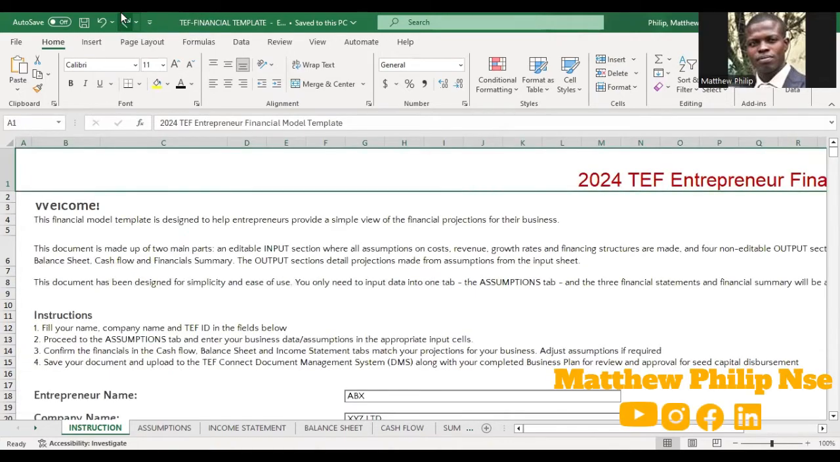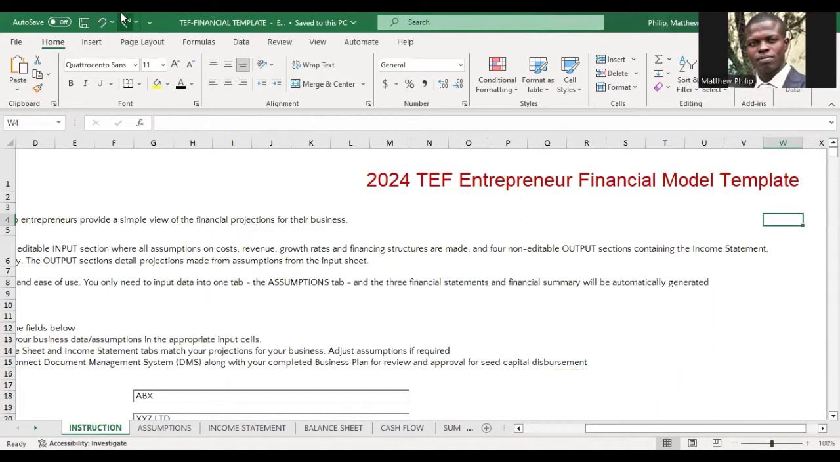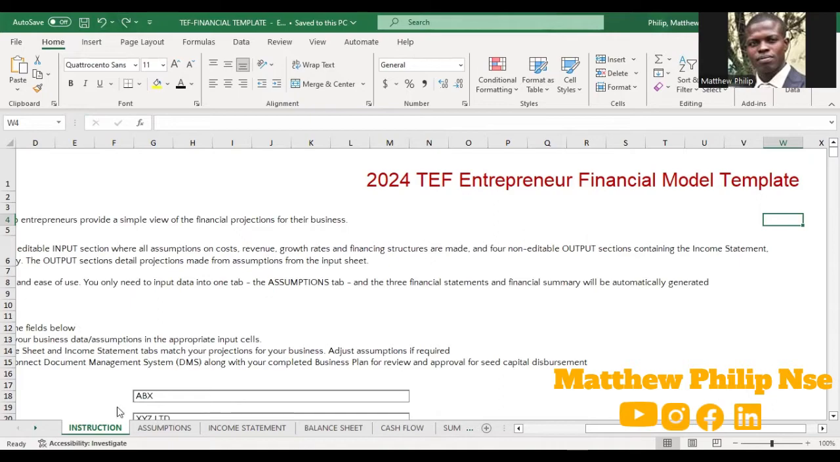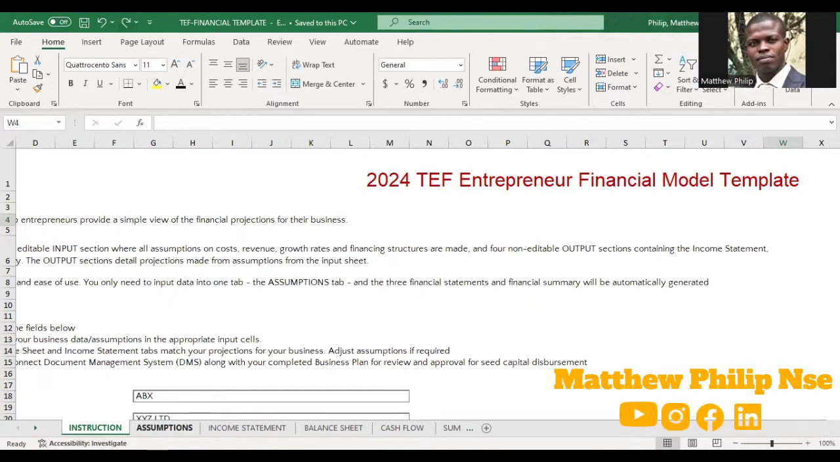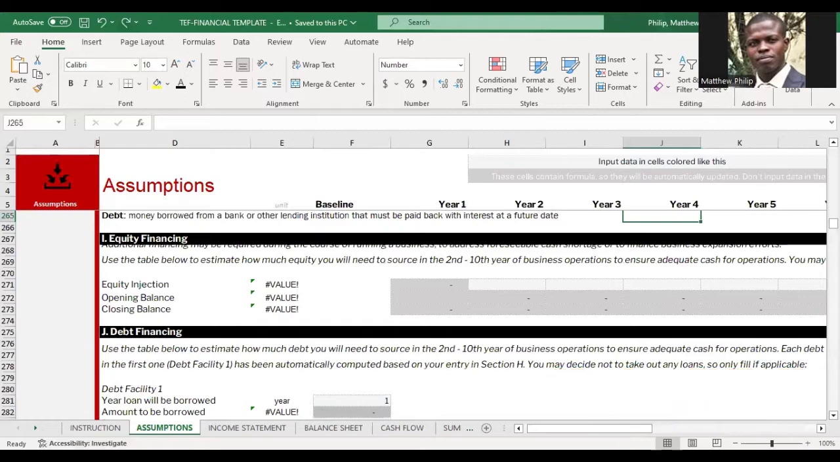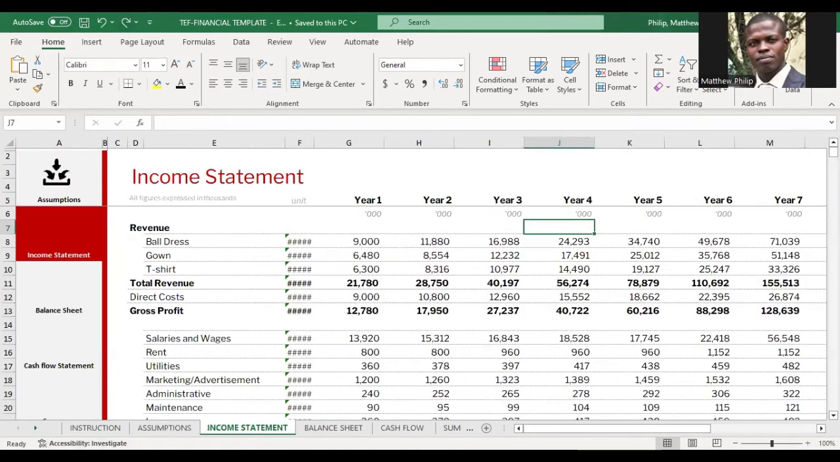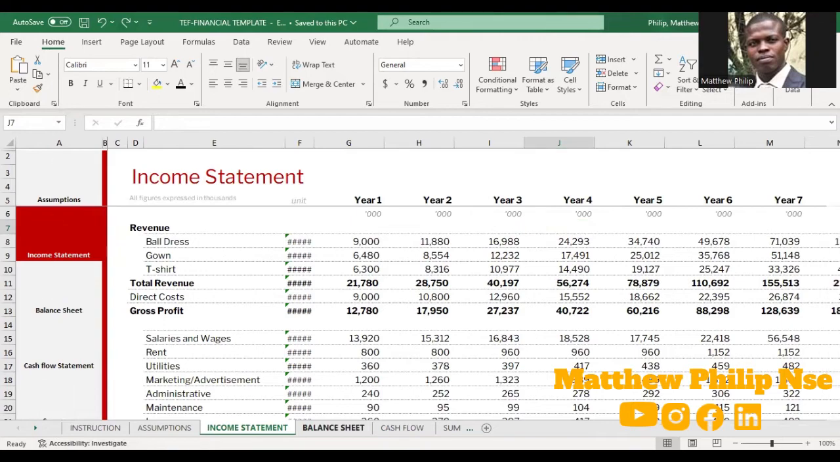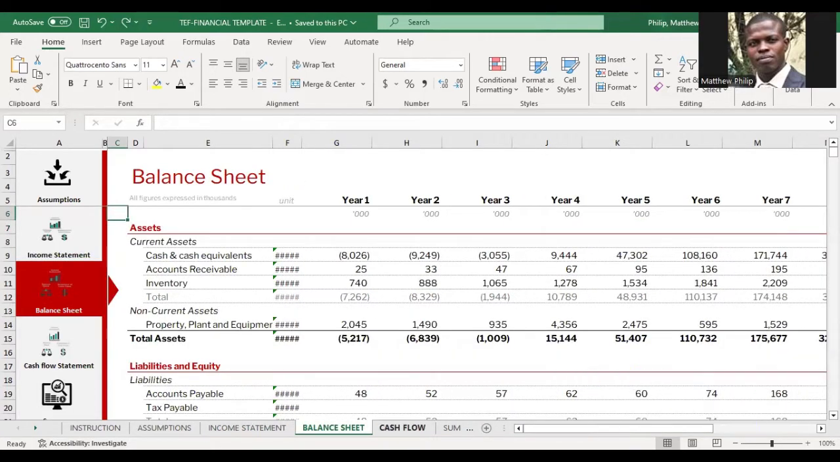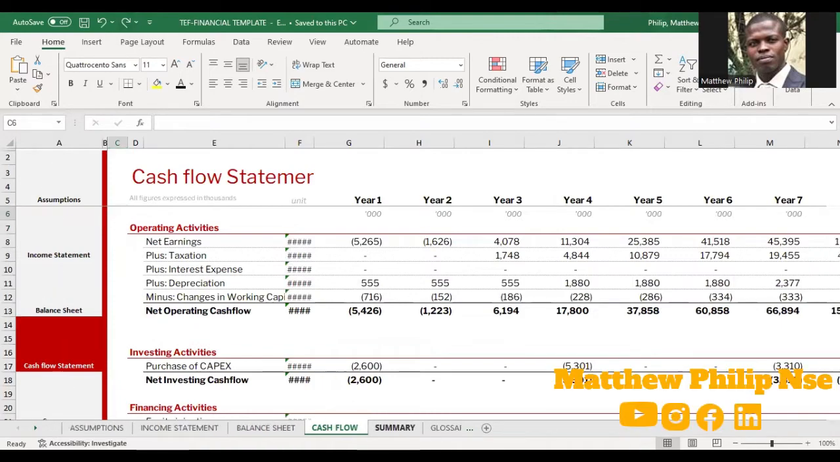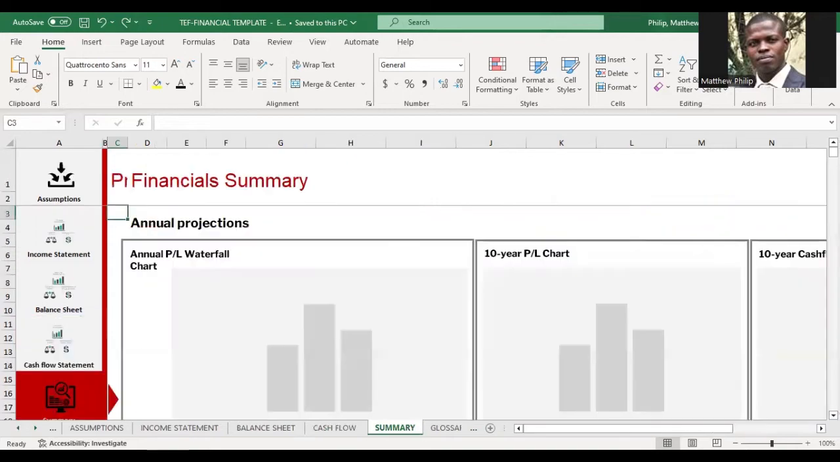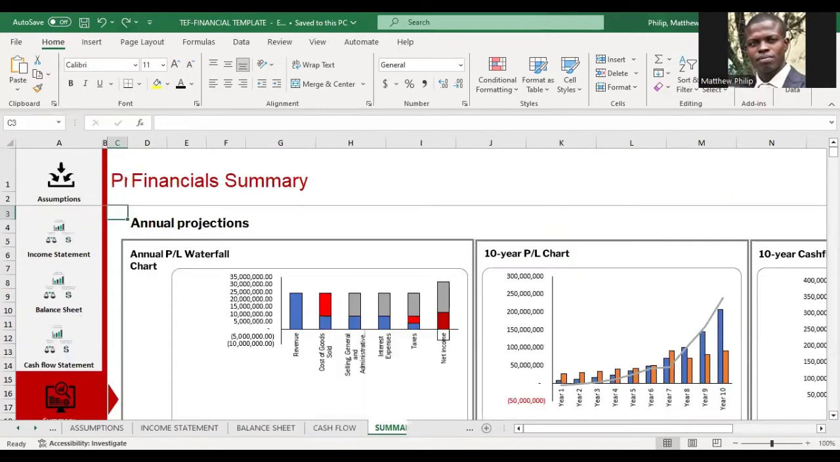Now, this template is very, very simple and well simplified. Why do I say this? There are different features, different worksheets, in this template. The first one is instruction. The second one is assumption. After the assumption worksheet, we have the income statement worksheet, then the balance sheet. After the balance sheet is the cash flow statement, after which we have the summary of the whole analysis. Then after summary, we have the glossary.